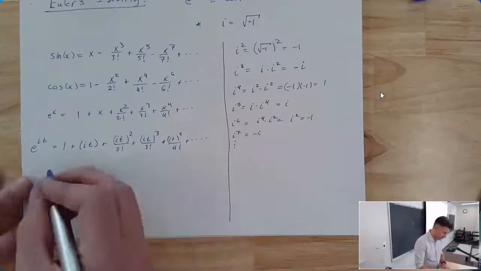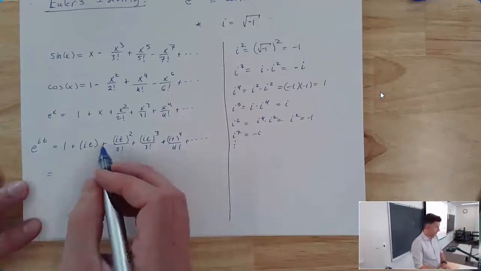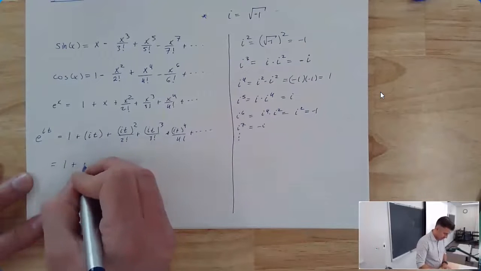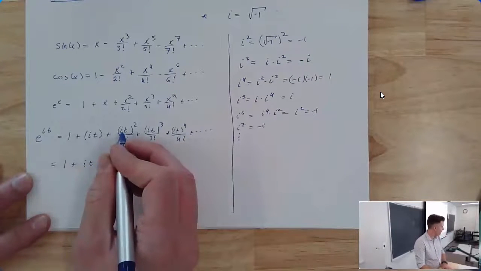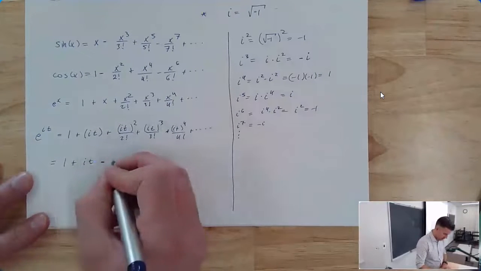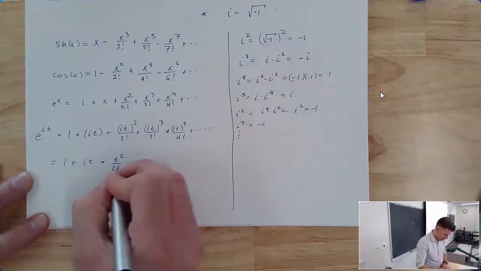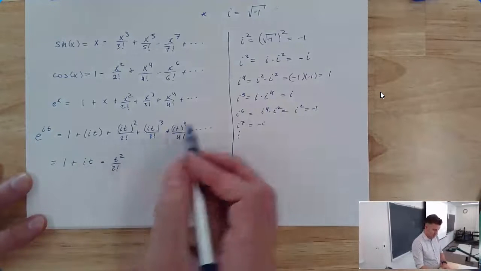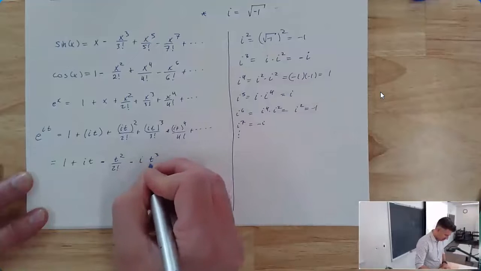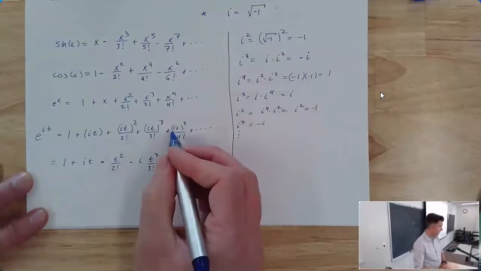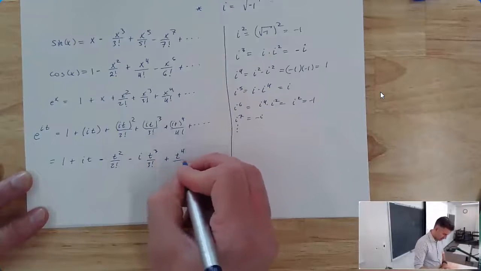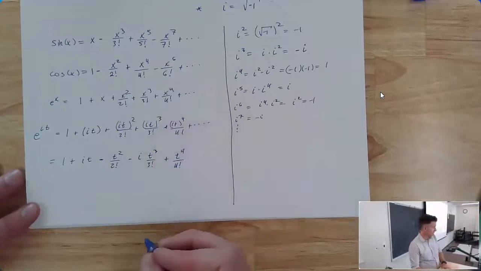Okay, so now I'm going to break this up. I've got I times t. What's I squared? -1. So I really have a minus t squared over 2 factorial. I cubed is -I, so I have a minus I t cubed over 3 factorial. I to the fourth is +1, so we'll have a plus t to the fourth over 4 factorial. And the pattern is going to repeat.